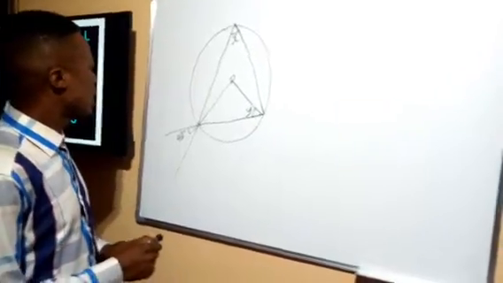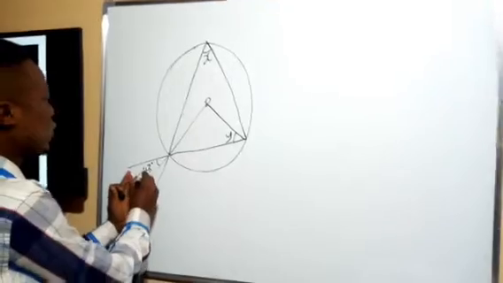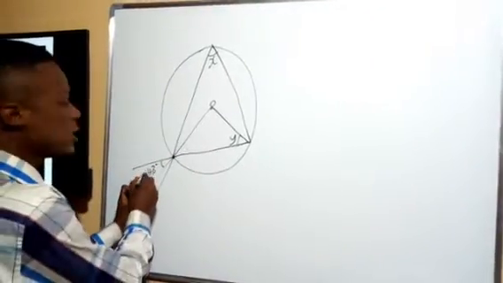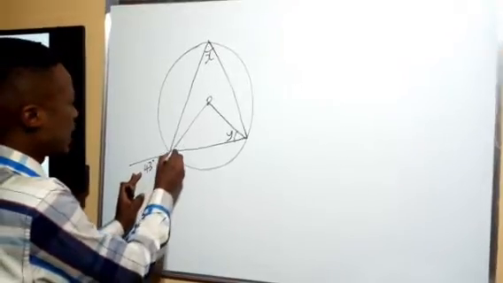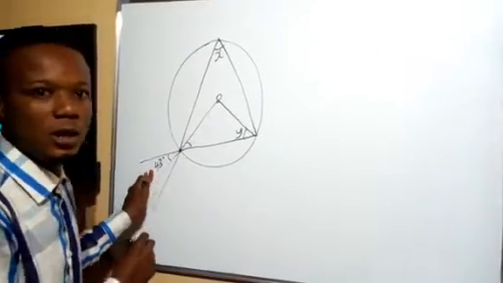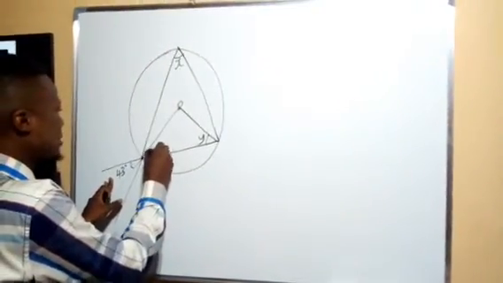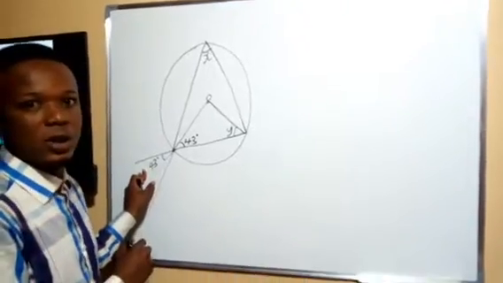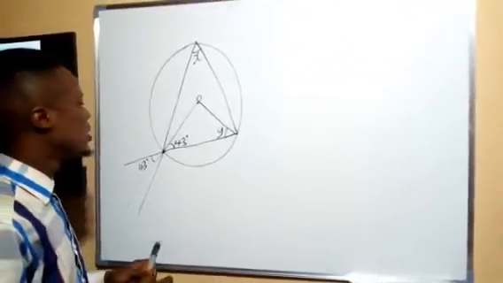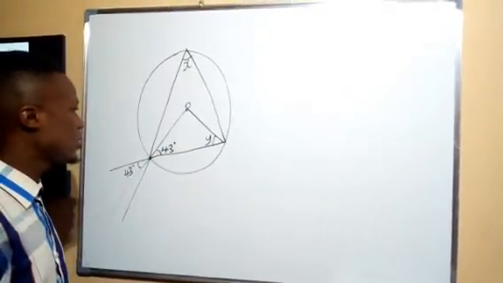Now, looking at this number here, 43 degrees, there is what we call vertically opposite angle. So if here is 43 degrees, automatically the angle here is vertically opposite to this 43 degrees. So I can write that here is also 43 degrees because they are vertically opposite angles. Now we have succeeded in finding out that the angle here is 43 degrees.